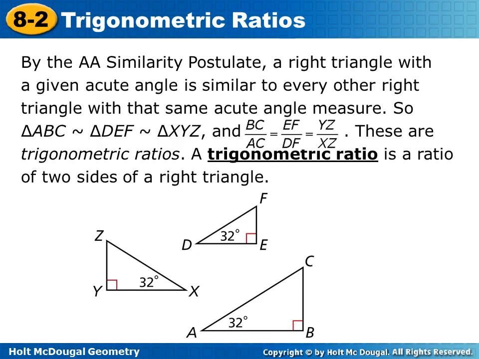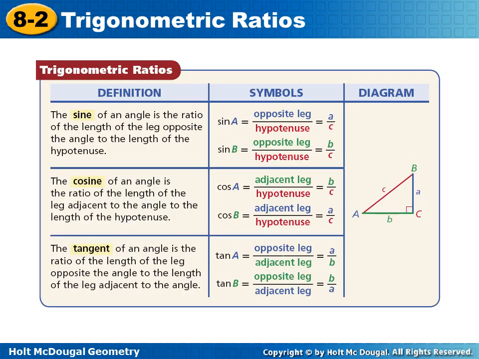Using similarity, a right triangle with a given acute angle is similar to every other right triangle with the same acute angle measure. So triangle ABC is similar to DEF, which is similar to XYZ, and BC over AC equals EF over DF, which is equal to YZ over XZ. These are trigonometric ratios. A trigonometric ratio is a ratio of two sides of a right triangle.